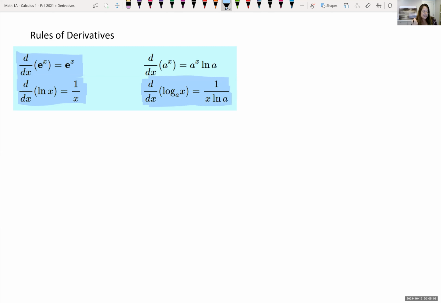If our base is not e, it's not as easy. If we have base a, our a has to be greater than 0, a can't be equal to 1. So if we have an exponential piece and a is not e, then we look at a to the x, its original piece, just like e, but then times the natural log of a.